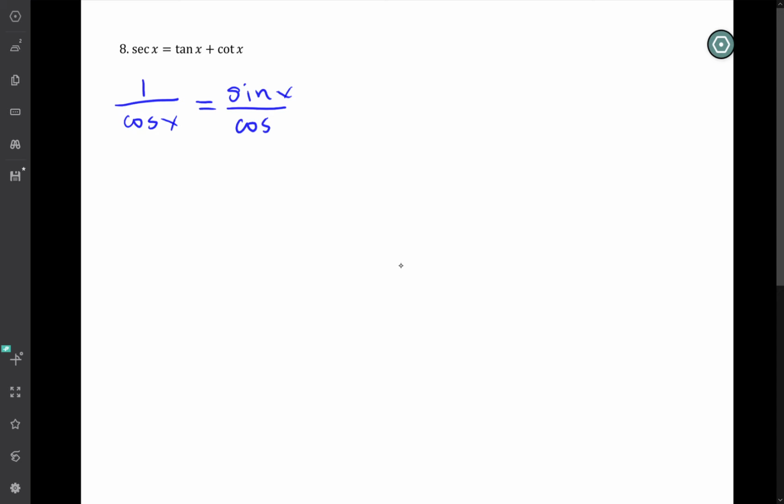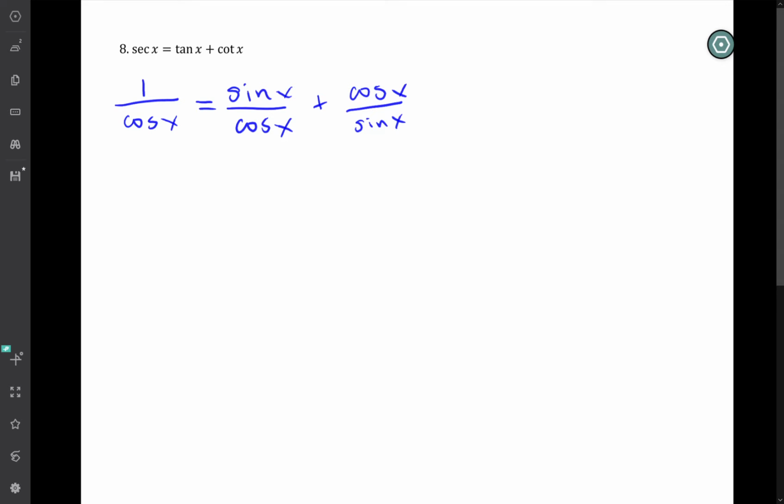So my first step would be to see if I can change that. You don't always have to, but especially when there's more than one trig function, it's not a bad thing to try. So I'm going to rewrite, and then cotangent cosine x over sine x. And then I'd like to clear all the denominators, I think, is what I would tackle next.